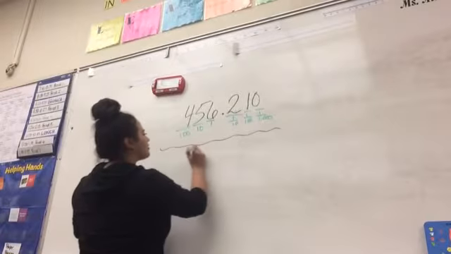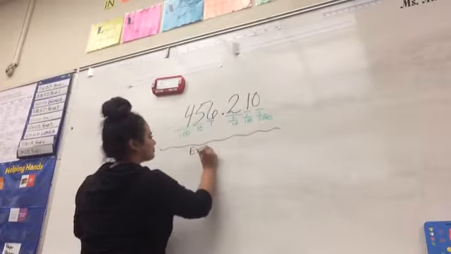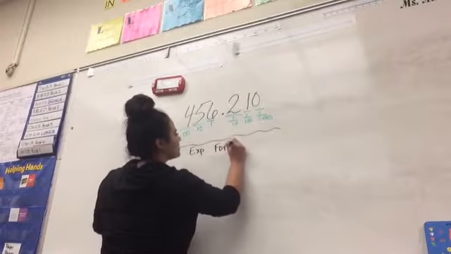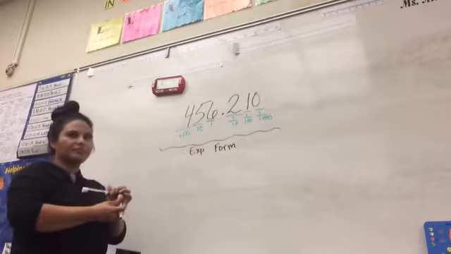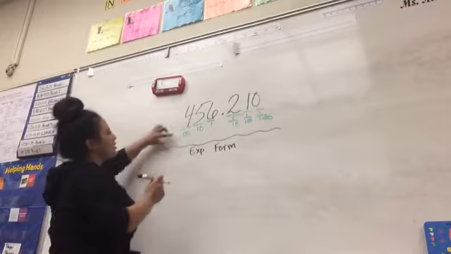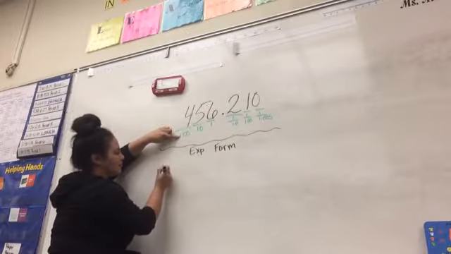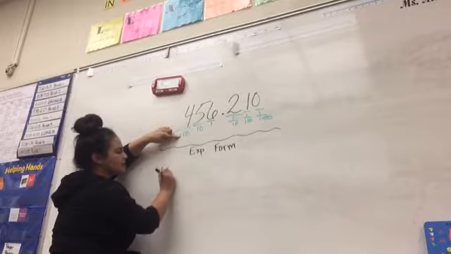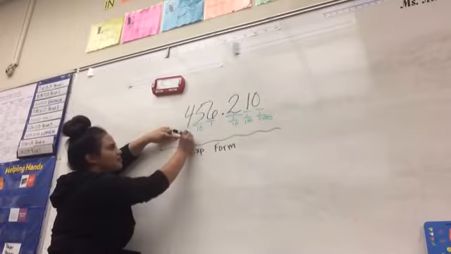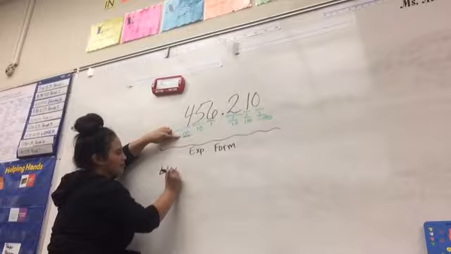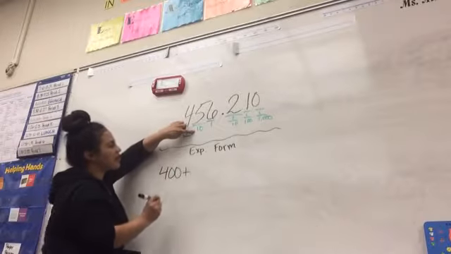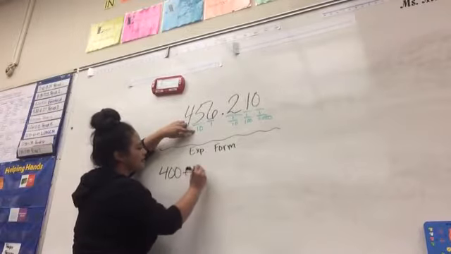What are we talking about? Expanded form. What does expand mean? To make bigger. Good. So we always start on the left-hand side. How many hundreds do I have? 4. Don't just yell, think about it first. How many zeros do I need to put? 2. How many tens do I have? 5. How many zeros? 1.